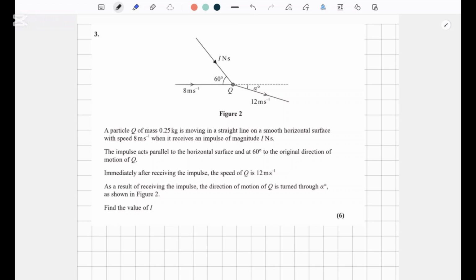So the mass of the particle is 0.25. Initially, it's given an impulse of, sorry, not 1, it's I, of I at an angle of 60 degrees, and then immediately after receiving the impulse, the speed of Q is 12 at an angle of alpha.